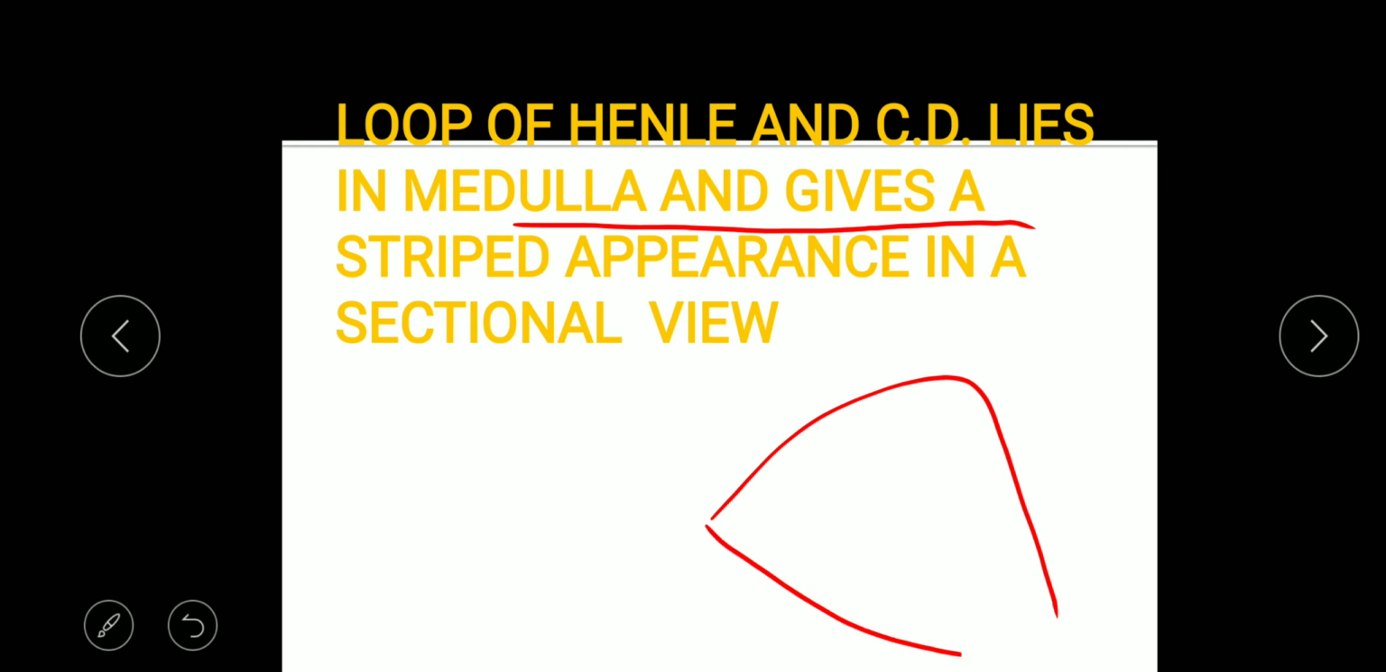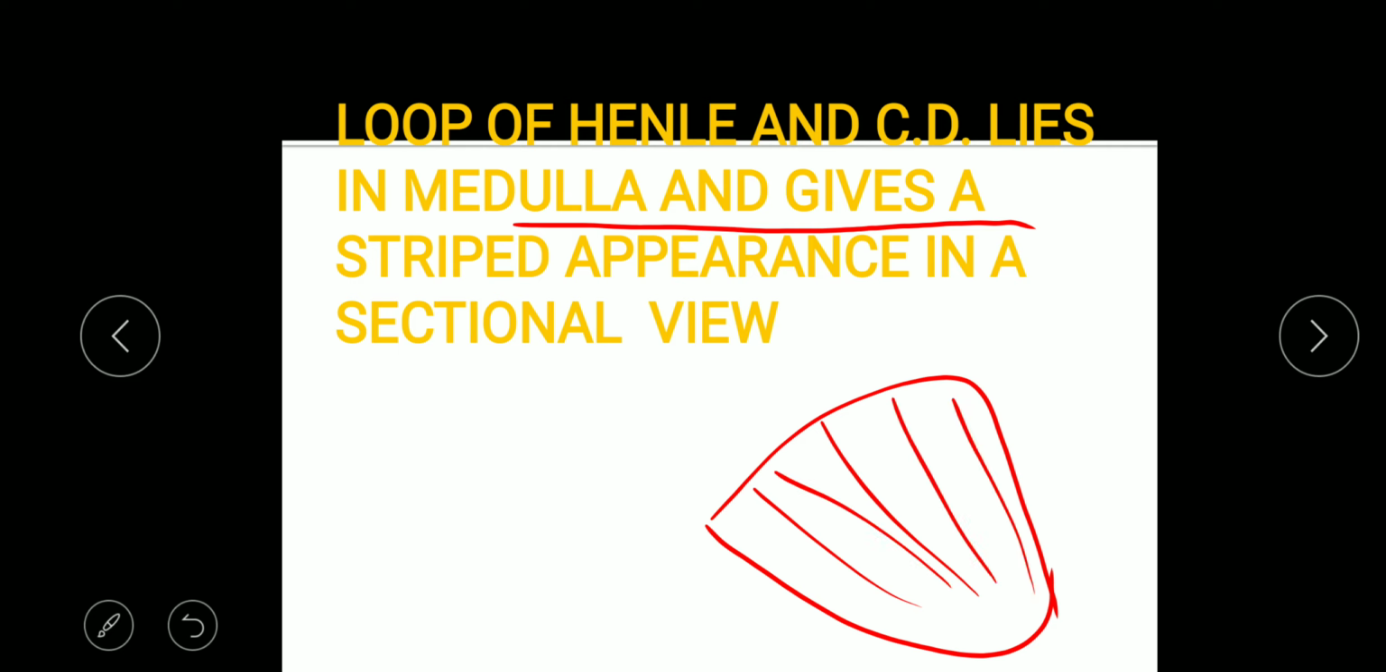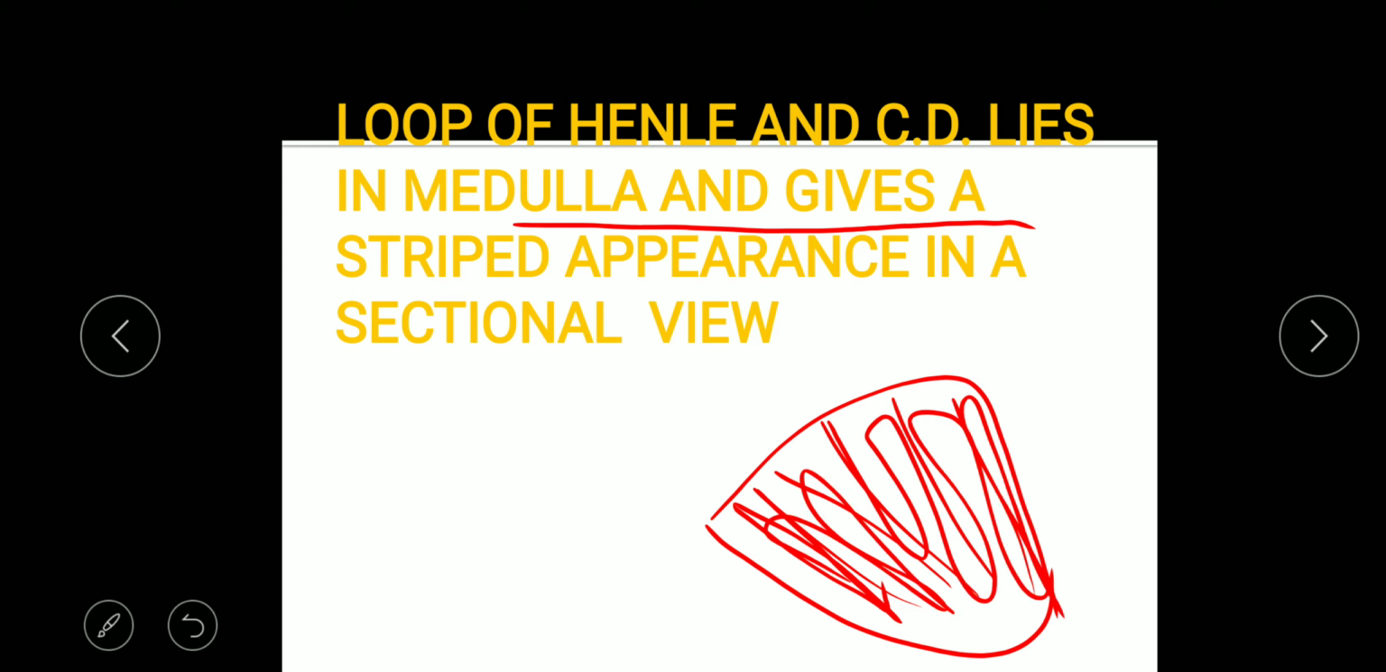Then loop of Henle and collecting duct lie in the medulla and give a striped appearance. You have seen this renal pyramid, which has a striped appearance. Why is this striping observed? Because of the presence of loop of Henle going like this, and the collecting duct. Loop of Henle and collecting duct give a striped appearance in the longitudinal section view.